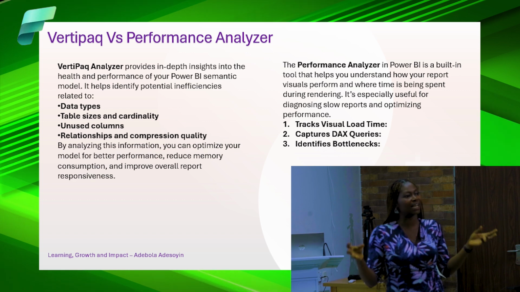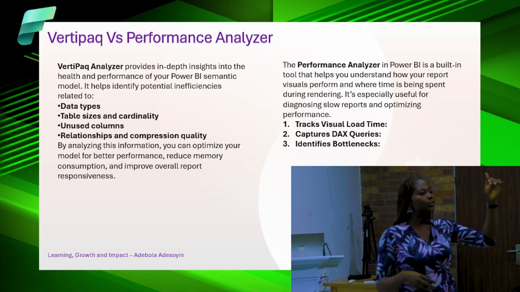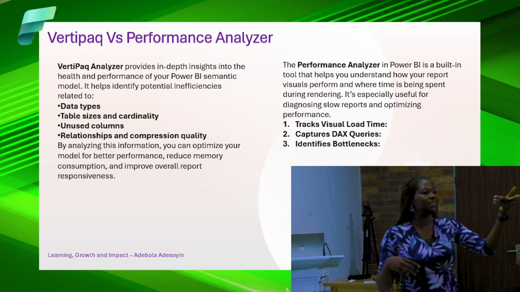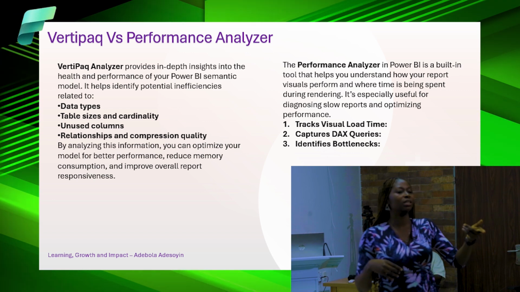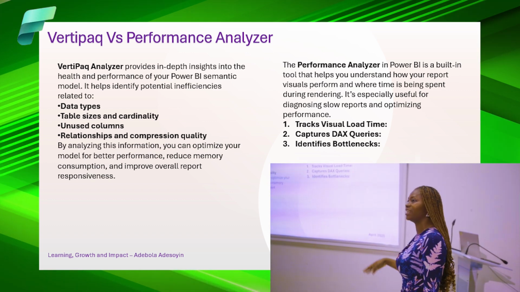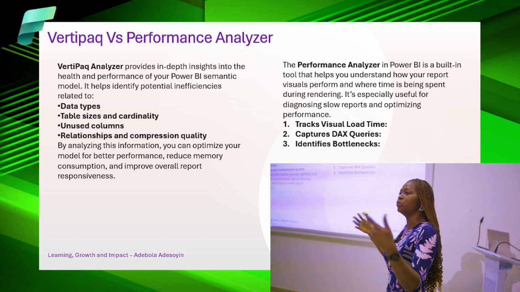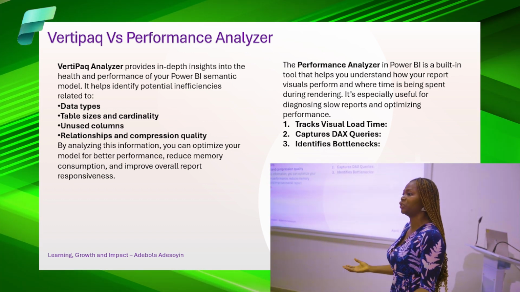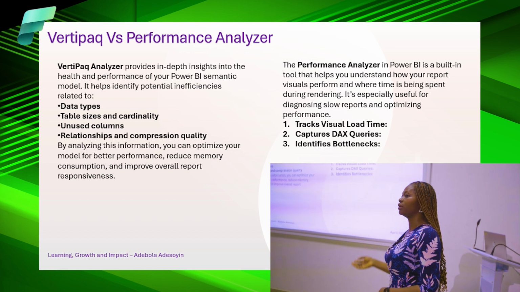Then it tells you your table sizes. So you have like 10 tables that you've loaded from Power Query to Power BI. It tells you what percentage each of those tables takes from your whole model size. Then cardinality is like the number of your rows. How many rows do you have, and how does it impact your report majorly? Is there something that you need to reduce? Is there something that you need to take away?